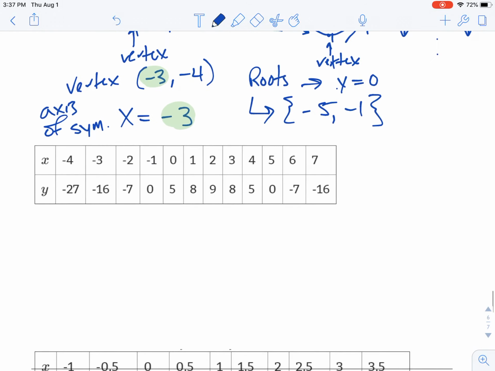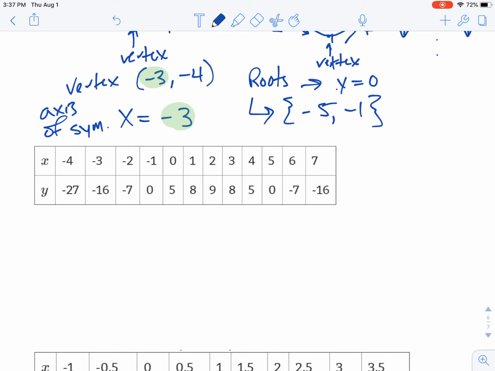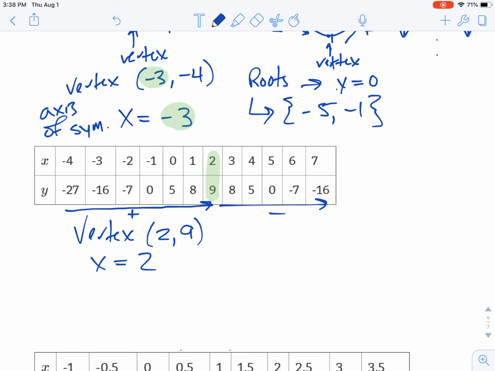For the next one here, we're going to do the same thing. We're going to look to see where is the turning point. So our numbers start low, and they start increasing up until 9, then they start decreasing after that. So that's going to be our turning point here right in the middle at 2, 9. That's going to be our vertex at 2, 9, which means that our axis of symmetry would be x equals the x value. So that's x equals 2.